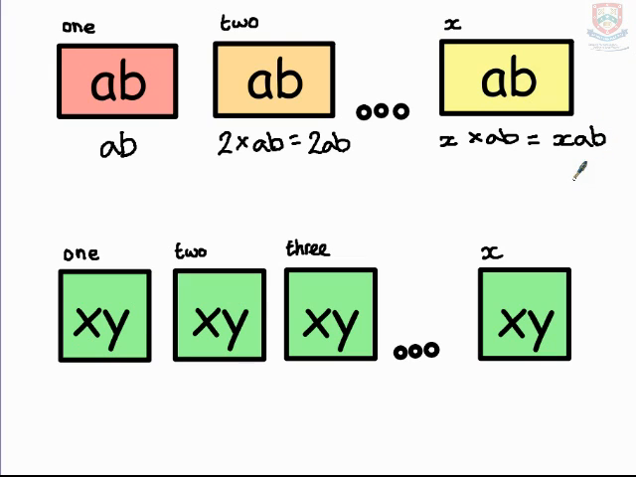It doesn't matter the order. We could have said ABx, AxB, BAx. It means the same thing. It's the same three letters multiplied together.